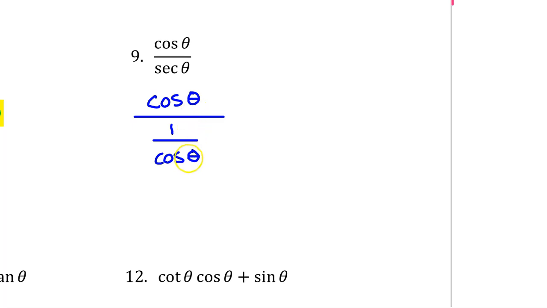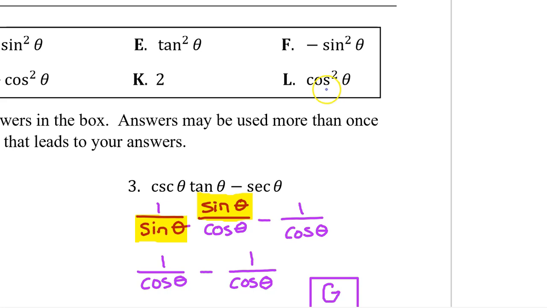When you divide by a fraction, you multiply by the reciprocal. So we have cosine theta times cosine theta over 1, but I'm not going to put the over 1 part, it's unnecessary. And of course, we now get cosine squared theta. The answer is L.